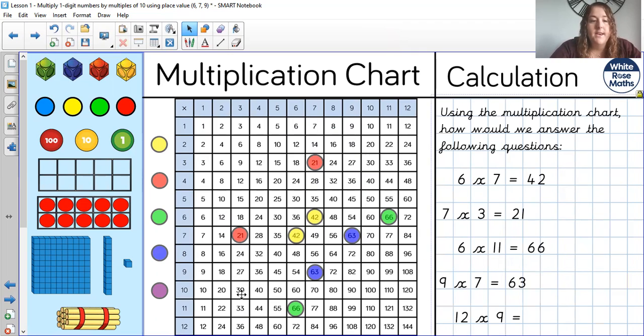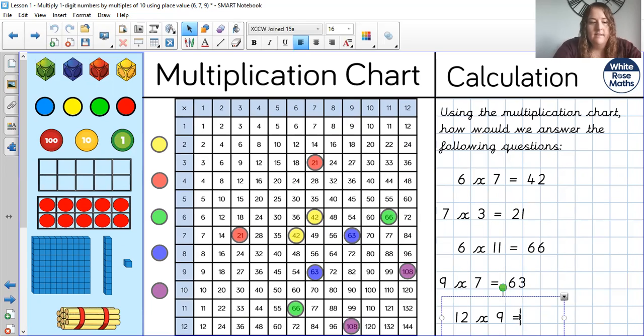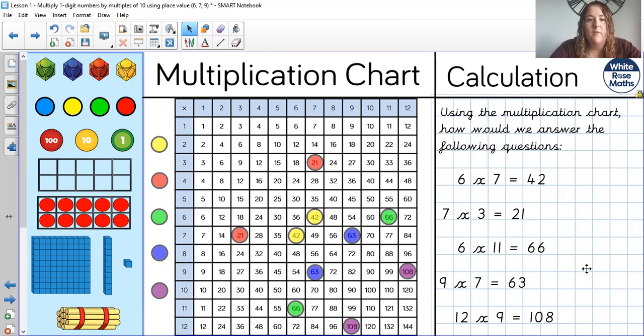And the last one then 12 times 9 or 9 times 12. So I can start with 12 along the top and go down to where it meets the 9, 108. Or I can do 9 along the top and going down to where it meets 12, which is 108. Hopefully, let me just move that over a bit. Hopefully you're all happy with those and you can see how we've worked them out by going down and across to work out our answers.